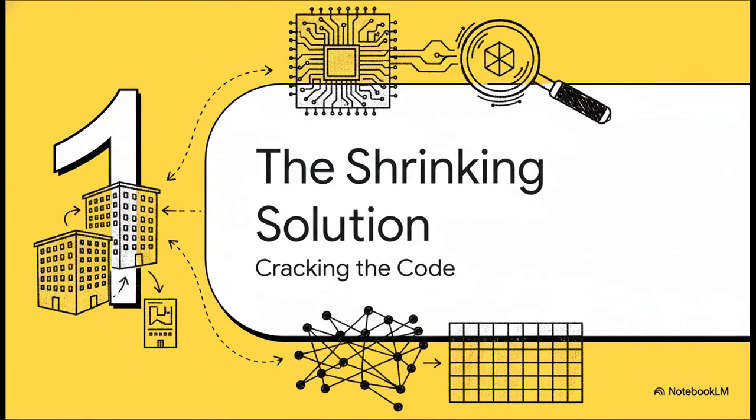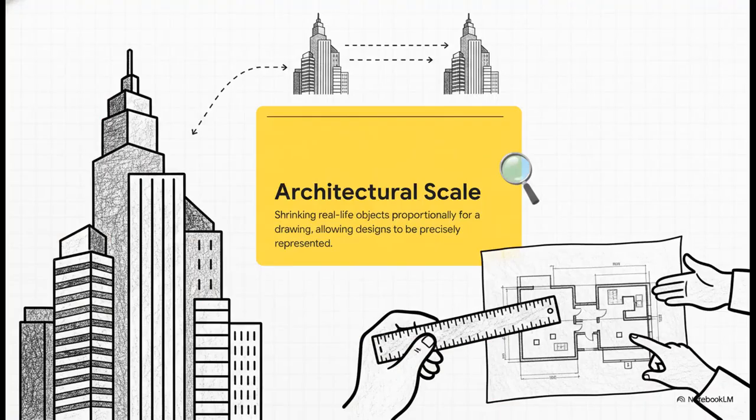But, and this is the important part, it's not just any old shrinking. It's a precise mathematical code. It's a whole system for translating the gigantic into something we can actually work with. And that code, that's architectural scale. At its core, it's just the process of shrinking real-life stuff down proportionally so that a building, or hey, even an entire city, can be drawn accurately. It's really the essential tool that lets an idea travel from an architect's mind to a builder's hands.